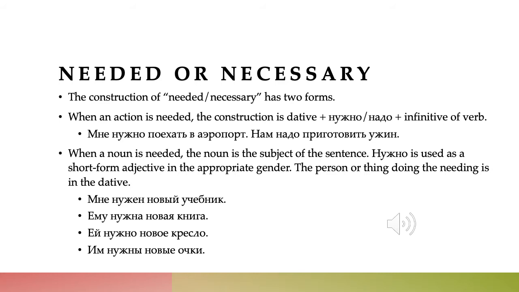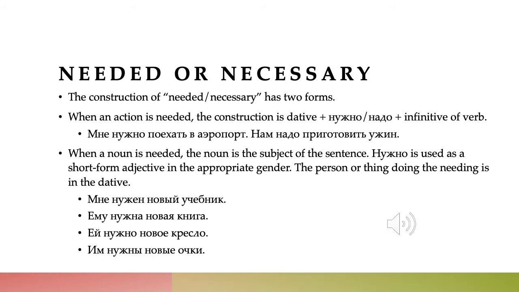And then if we need a thing or some kind of a noun, the noun itself is the subject of the sentence. And then we use the appropriate form of нужно as a short form adjective that matches the subject or the thing that's needed. And then whoever needs the thing is in the dative. So for instance, мне нужен новый учебник. I need a new textbook. And note that учебник, textbook, which is masculine, is the subject of the sentence, even though it's at the end of the sentence. That's fine. It's still the subject.